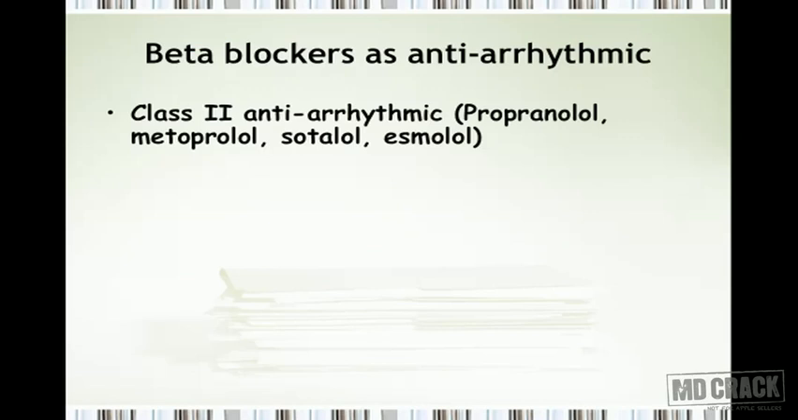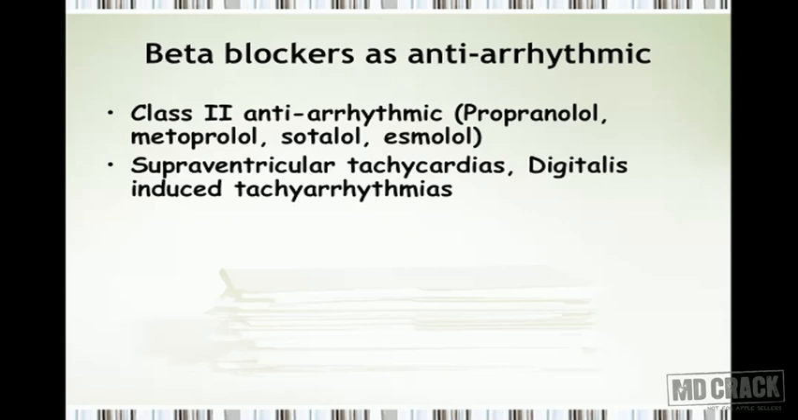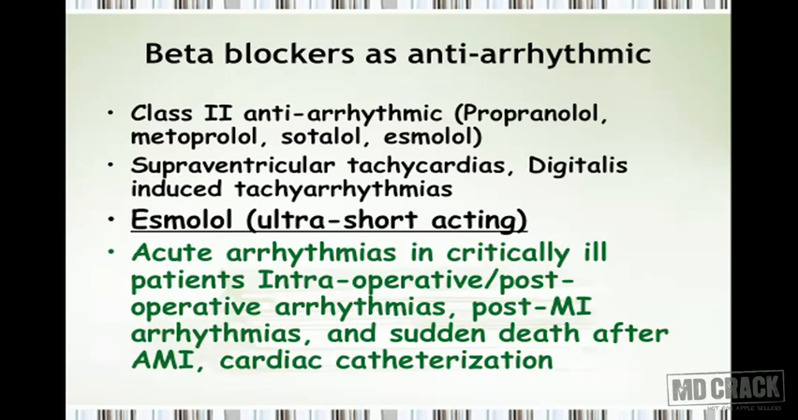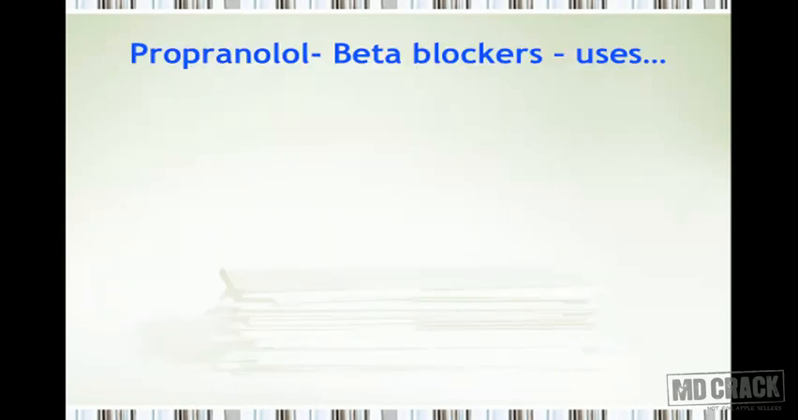They are class 2 anti-arrhythmic agents, namely propranolol, metoprolol, sotalol, and esmolol are the anti-arrhythmic drugs, and they are preferred in the management of supraventricular tachycardias and digitalis-induced tachyarrhythmias. We need to remember an important thing about esmolol, which is an ultra short acting agent. It acts very fast and is useful for critical arrhythmias like acute arrhythmias in critically ill patients, intraoperative and postoperative arrhythmias, post-myocardial infarction arrhythmias, and sudden death after AMI, as well as the arrhythmias associated with cardiac catheterization.